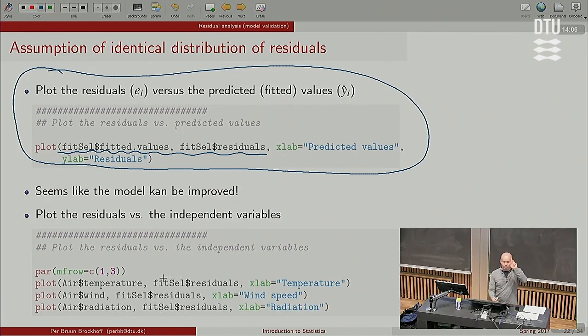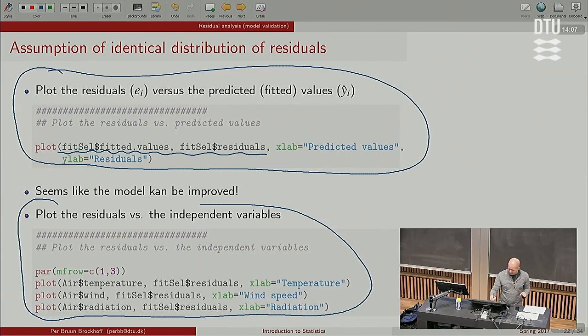One new thing. We could have done it last time, but now it's even more important to think about it. The new thing, or the extra thing we should remember, is to plot residuals versus each individual x. And why would we do that? Let's have a look.